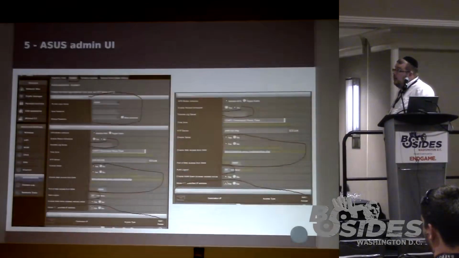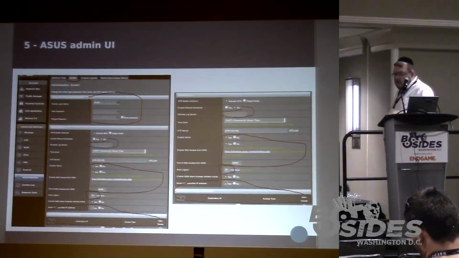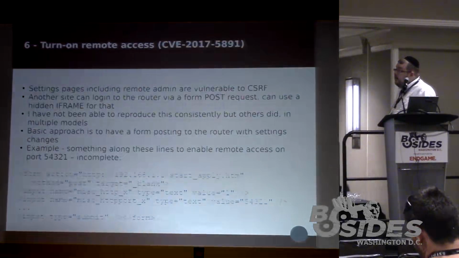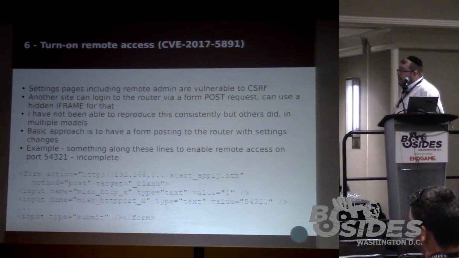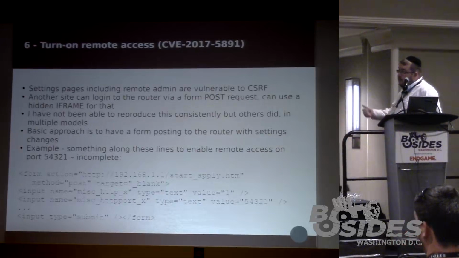Now, this is the administrative UI for the ASUS router. Those are all the various options. This is just a few of them, but there are way, way more in there. And basically, this is how you would actually turn on remote access. Again, it's very simple. It's a web form. You have to be logged in from one of the previous steps. Well, once you're logged in, basically this is what you do.